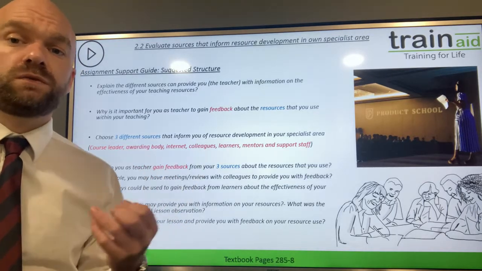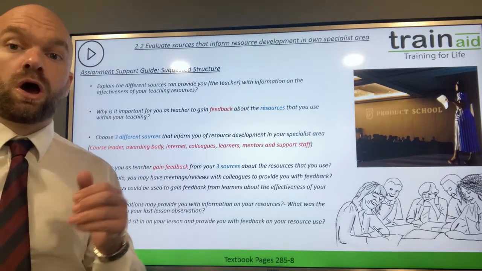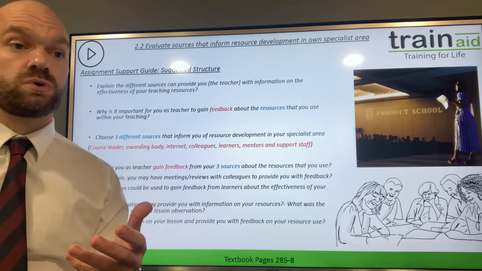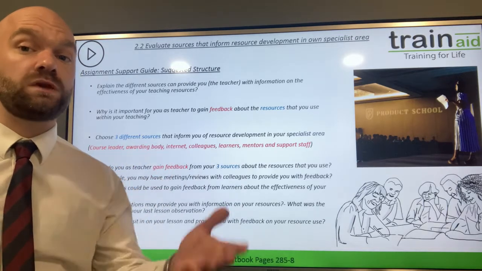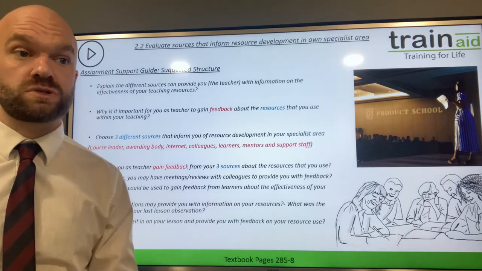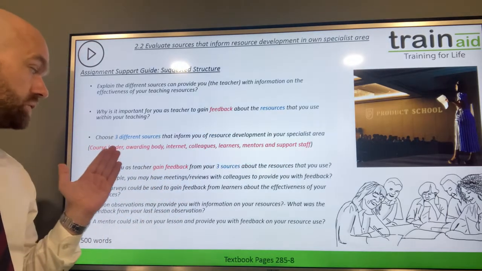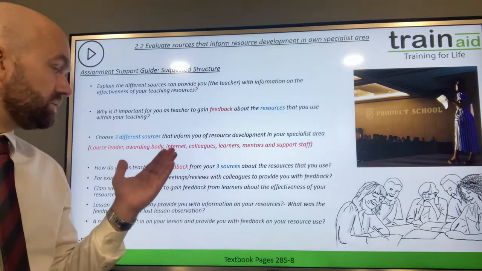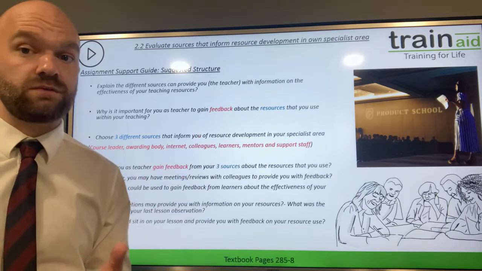And also we'd like for you to reflect on a minimum of 3 sources here of how you receive feedback on your resources. So sources could be very much who provides you with feedback, and that's going to be important in terms of your own resource development as well. So for example, you could receive feedback from a course leader, perhaps from the awarding body. It could be from internal colleagues, learners, mentors, and also support staff as well.